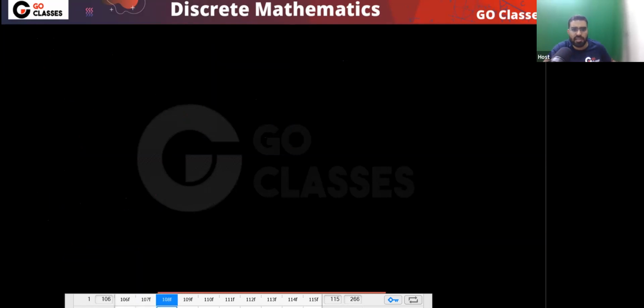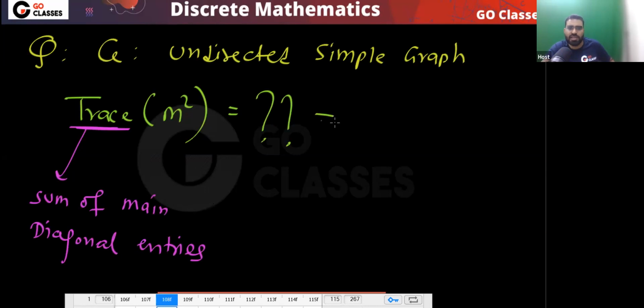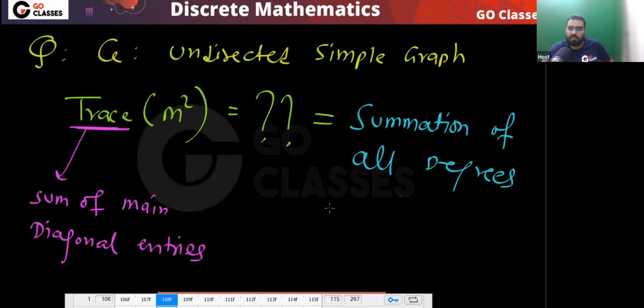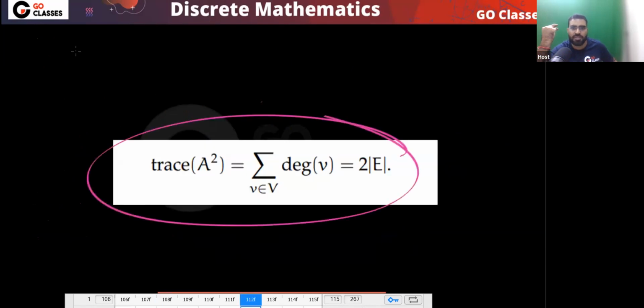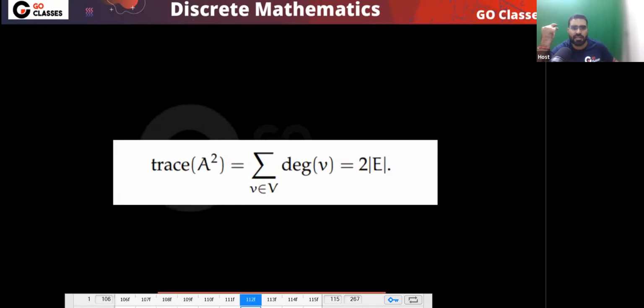So what will this trace tell you? This will give you the summation of all degrees, yes or no? And that is equal to twice the number of edges. So the trace is equal to twice the number of edges. This is interesting. It is a simple question, isn't it? But in the GATE exam, this question also looks very heavy if this option is given to you. This is an extremely simple concept.